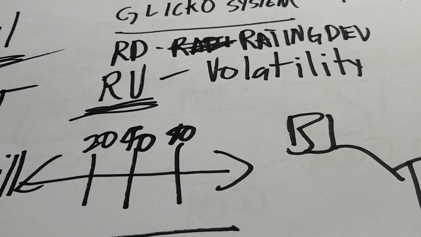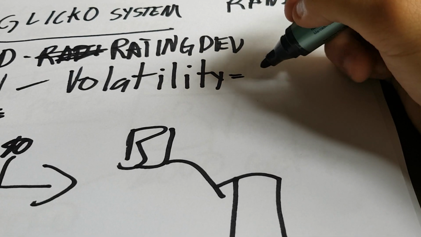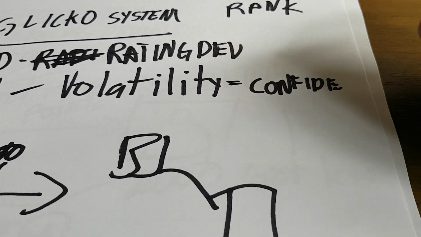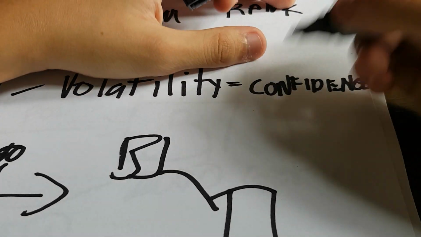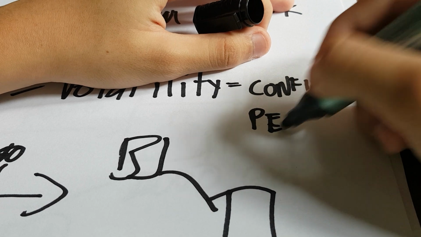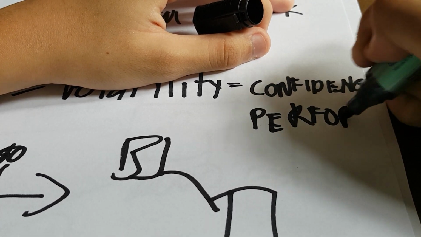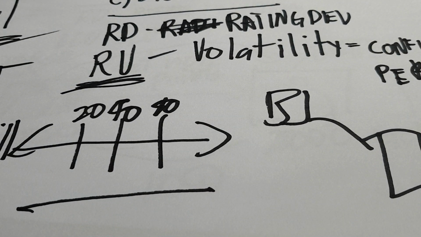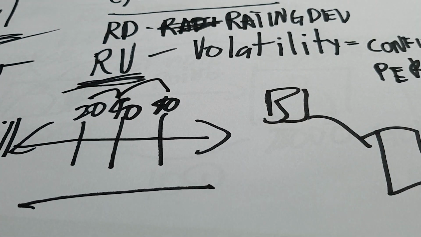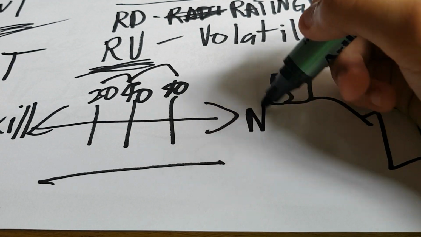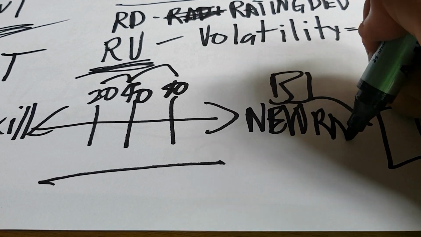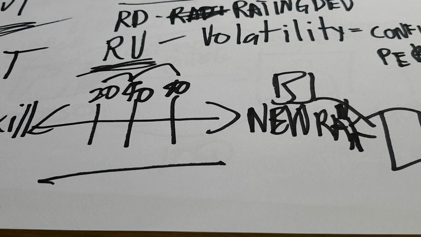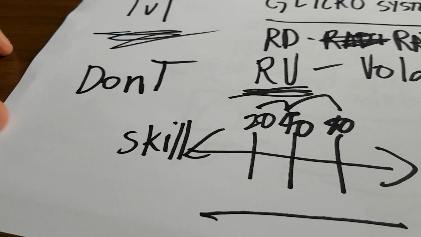So the more volatility you have, basically volatility is confidence or performance. And basically, the more volatility you have, the more you'll rank up and jump over from different ranks until you get to a new rank. Okay, so yeah, that's basically it. That's the GLICKO system and the ELO system explained.